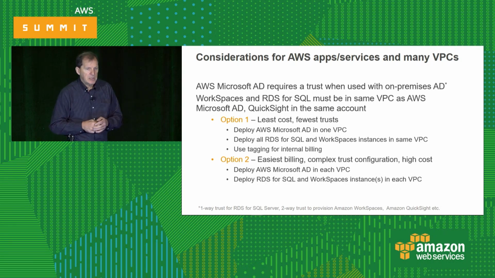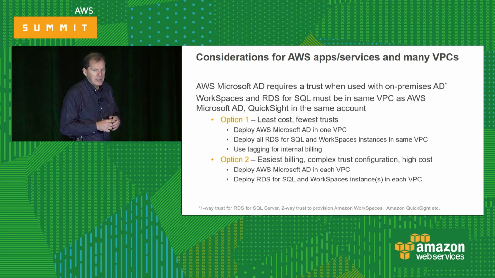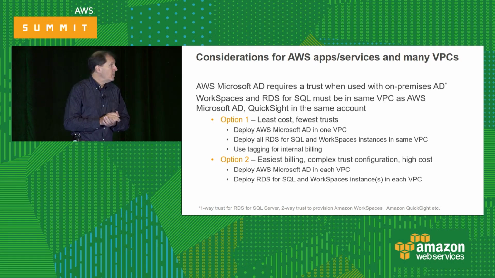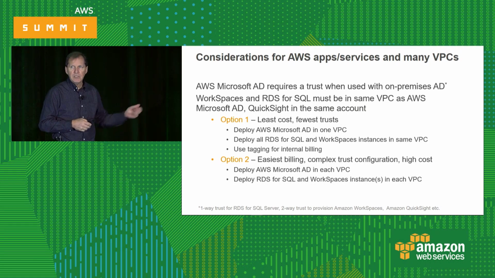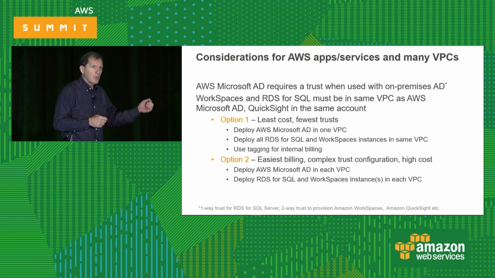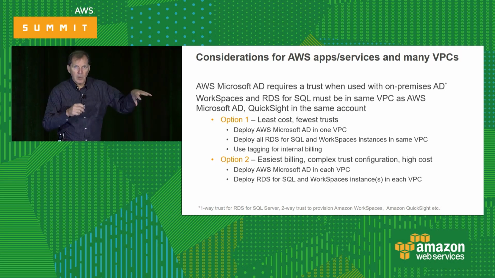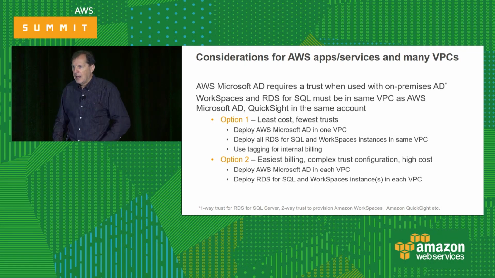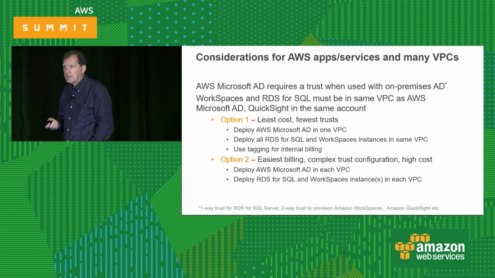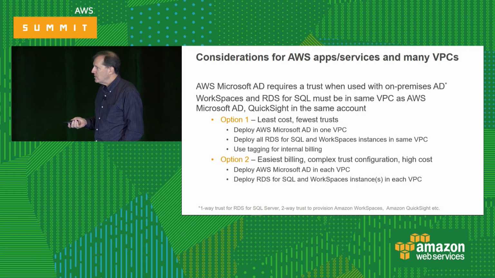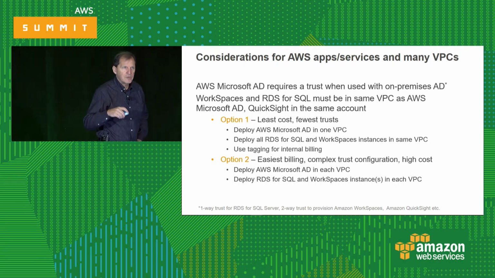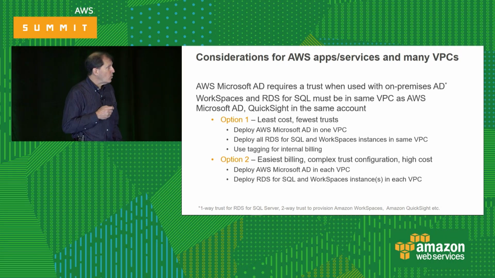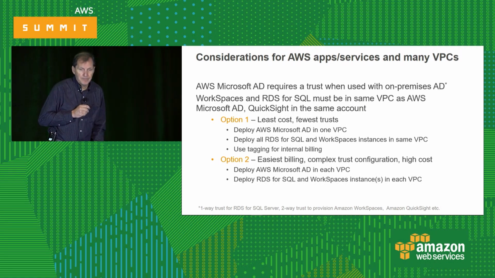The second option simplifies the billing, but it makes the trust configuration more complicated and higher cost. In this case, you put the AWS Microsoft AD in every single VPC where you have applications, and then you create a trust from each one of those domain controllers, or each one of those forests, to your on-premises network. And that might work fine if you've got just a couple of VPCs, but if you get 100 VPCs, you could imagine setting up 200 ends of the trusts and the cost of 200 copies of that. So option one might be a lower cost option for you to look at.